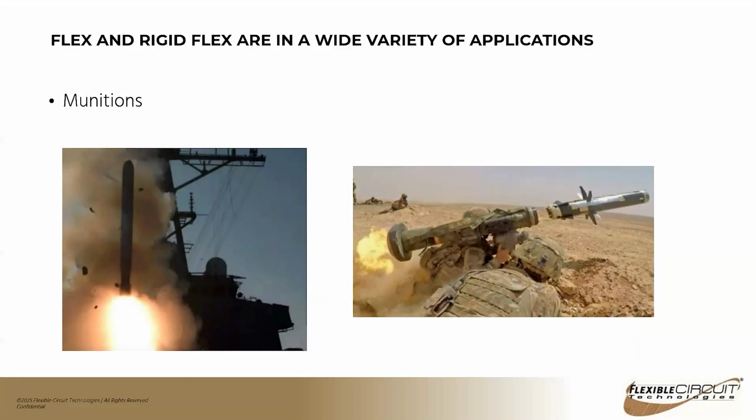Munitions. So we don't do a lot in this realm, but I think it's important to talk about them because of the ruggedness. Munitions often see 20,000 Gs, and flexible circuits withstand that. They're lighter, they have less mass, so it's just a great application for a flexible circuit, and it really speaks to the ruggedness of our product.